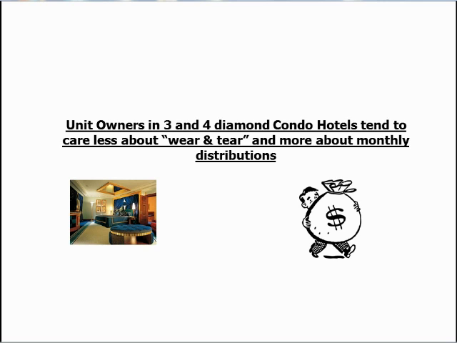Unit owners don't always understand that, and that's something, again, that I'll speak about in a later display here. But yes, the bottom line is that the unit owner is always on the phone wanting to know, why is my distribution check less? How can I make my distribution check more? 5 diamond hotels can be a little different, and they may be a little bit more in tune with keeping that unit in tip-top shape. So just know that.